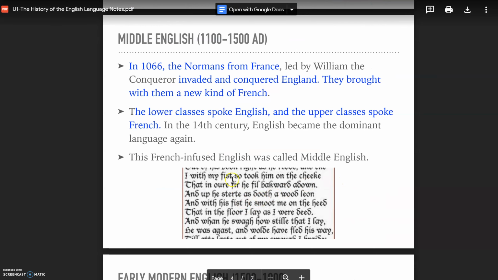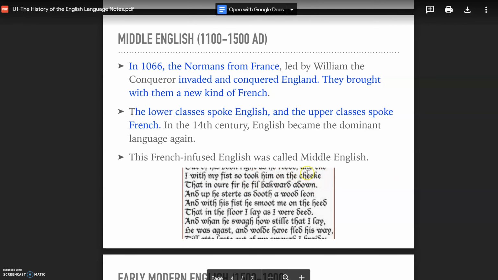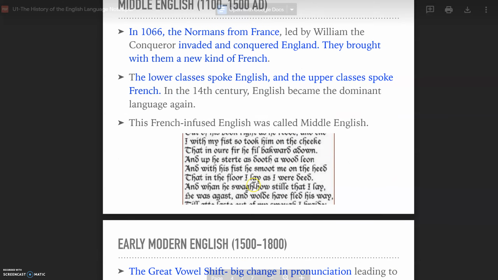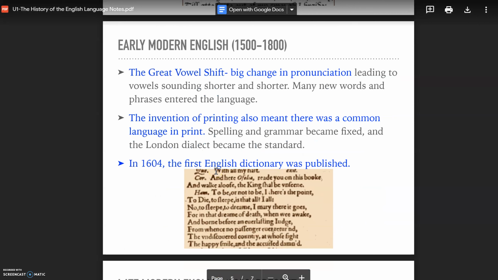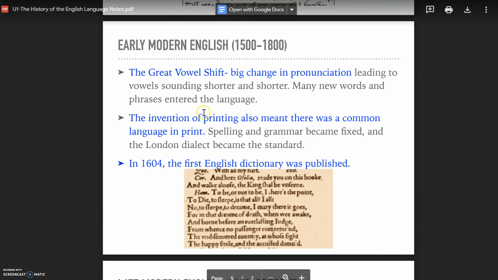In Middle English, the vowels were longer. Like this word is chica. So it's longer vowels, and the vowel shift that happened during early modern is they started pronouncing the vowels shorter and shorter and shorter, and as a result many new words and phrases entered the language. It was a huge change in pronunciation.